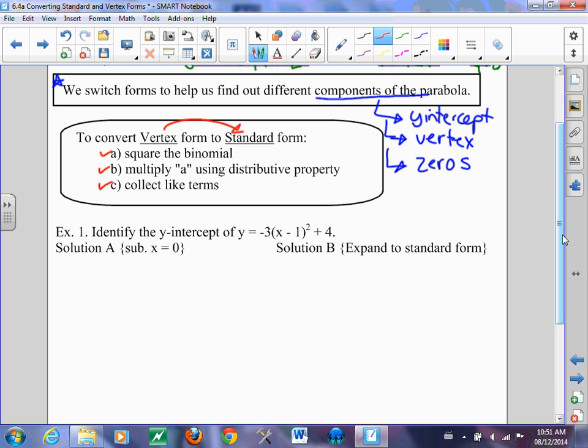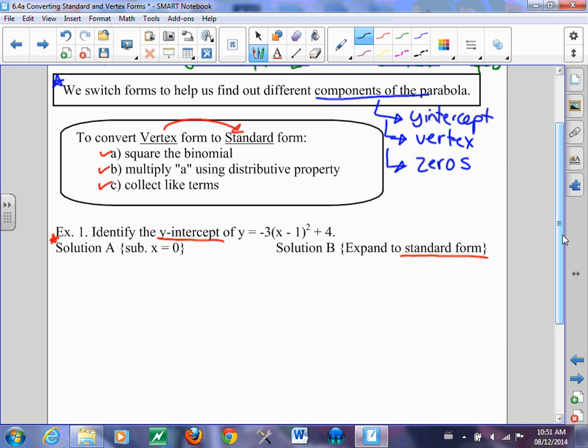And collect like terms. Okay, another way, folks, that you can find a y-intercept is also by subbing in x equals 0. So I'm going to show you 2 solutions for example 1. If it asks you to find the y-intercept, that's fine. However, if it says find the y-intercept after putting into standard form, then you're going to have to use solution B.